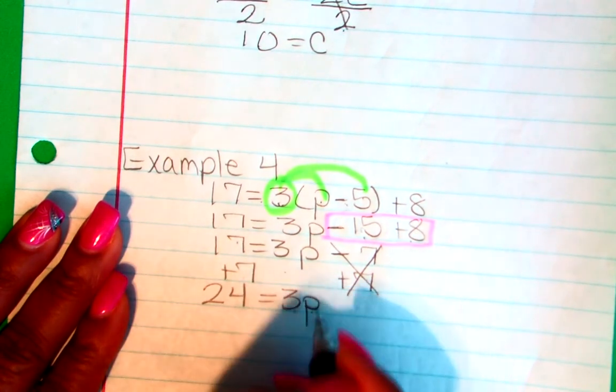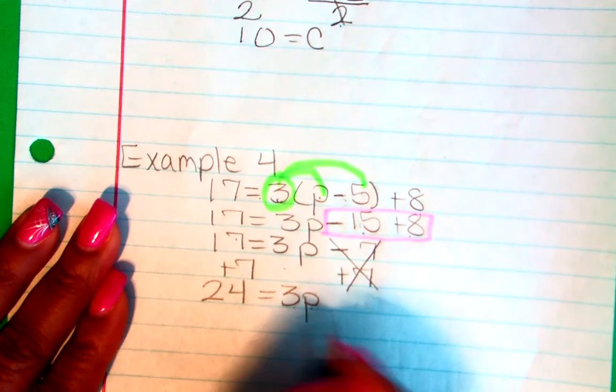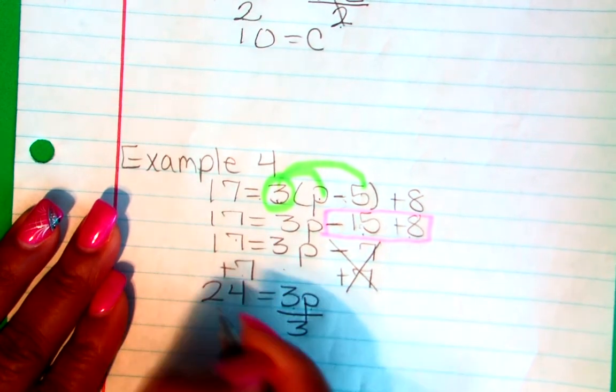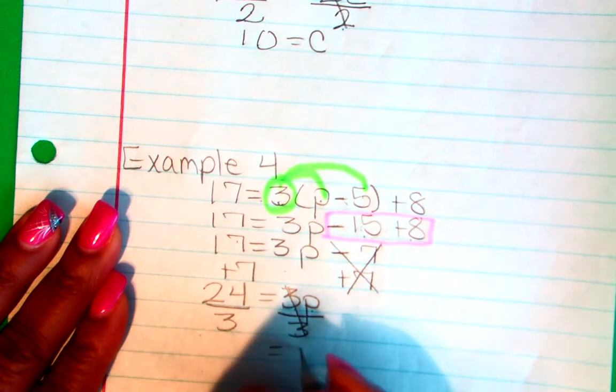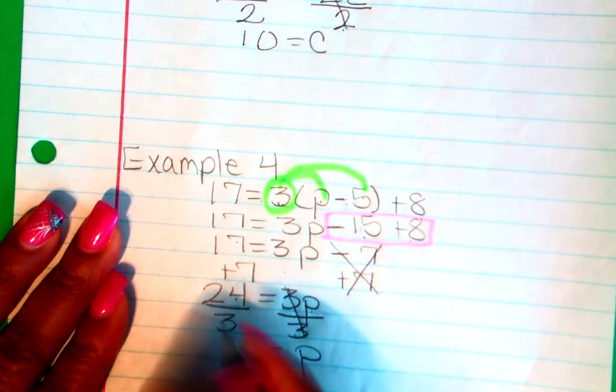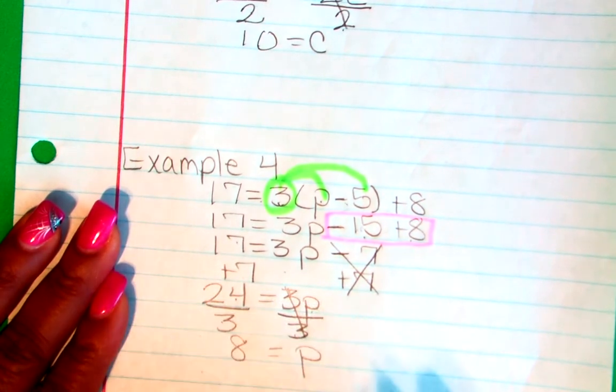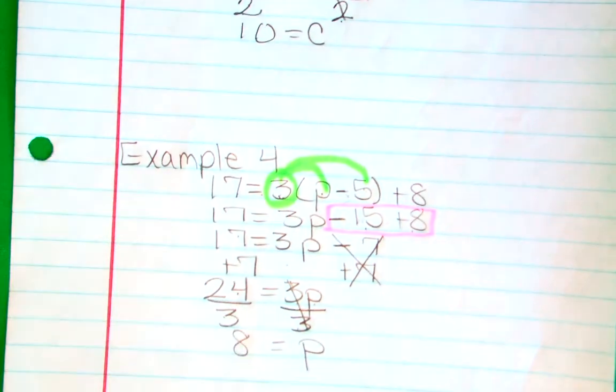The 3 is still with the p. Remember, we said we're going to divide both sides by 3. 3 divided by 3 is 1. We got p equals 24 divided by 3, which is 8. And we are done.